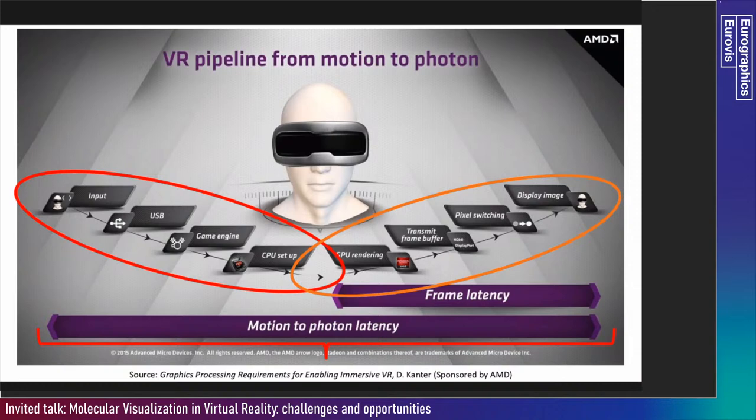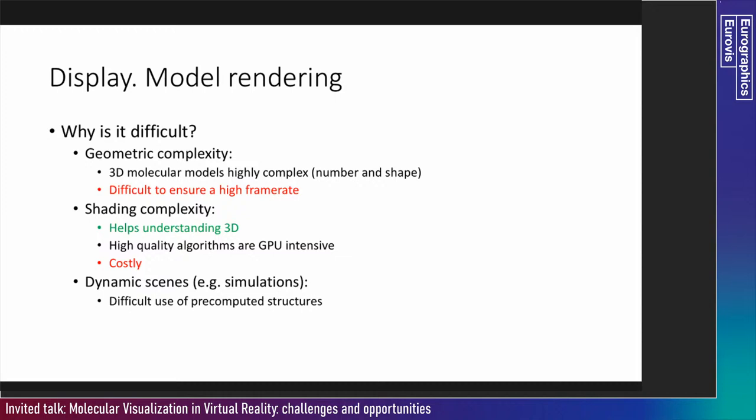So why is it difficult to obtain such sustained frame rates in molecular models? One of the first problems is the complexity of the geometry. Molecular models can grow up to millions of atoms, and the shapes can be kind of complicated. I mean, we have simple atoms, but we also can have secondary structures. This makes it difficult to ensure a sustained high frame rate. Then we also like to add some other elements, such as sophisticated shading, because it helps us understand the 3D geometry. And these high quality algorithms are typically GPU intensive, so they are costly. Moreover, in the ideal scenario, we also want to handle dynamic scenes, such as simulations. And for handling these dynamic scenes, it's difficult to use pre-computed data structures because the overall scene is very, very huge.